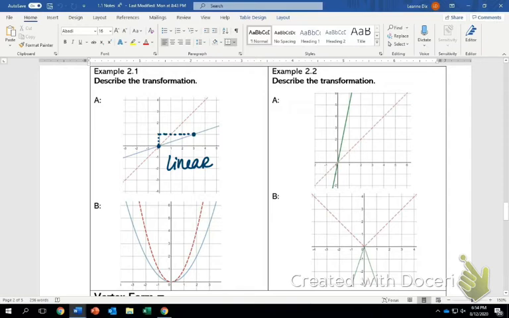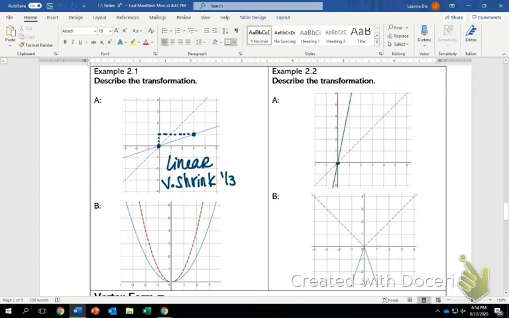So whenever we're writing the description of our transformation, in Algebra 1, we would say it has a slope of 1/3. But now that we're in Algebra 2, we're going to say, okay, is it getting skinnier or is it getting shorter? And we can see it is getting shorter. So we would say this is a vertical shrink and then put the slope, which is 1/3.